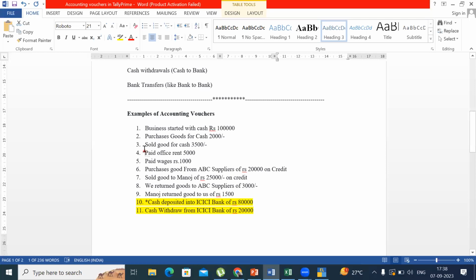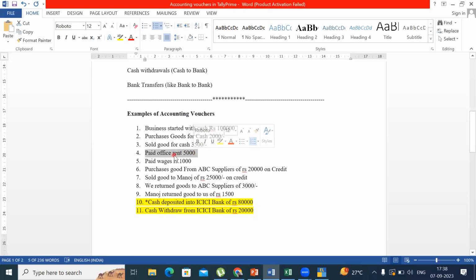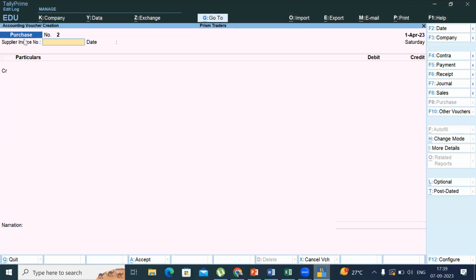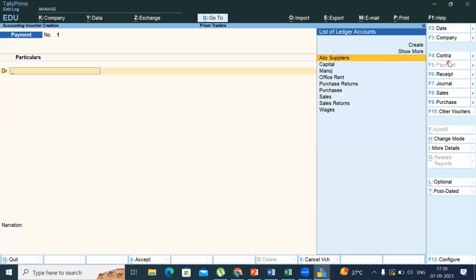Suppose I pass the fourth one, paid office rent. What is the journal entry? Office rent account debit to cash. It is mostly a payment, so right now the purchase voucher is there and this voucher would be converted into payment. Click on F5 on the keyboard, or else you can click on this menu. So we have converted it to payment.